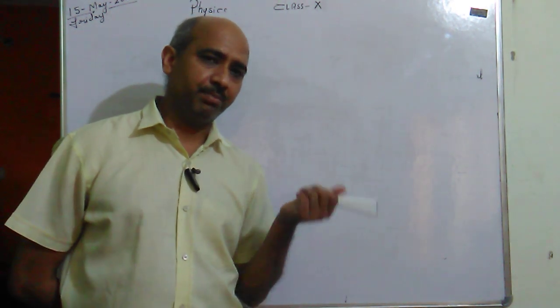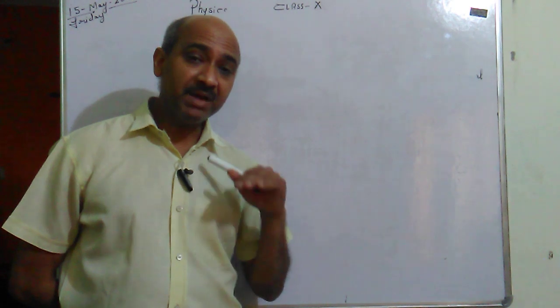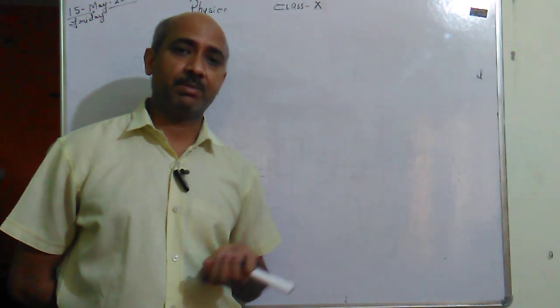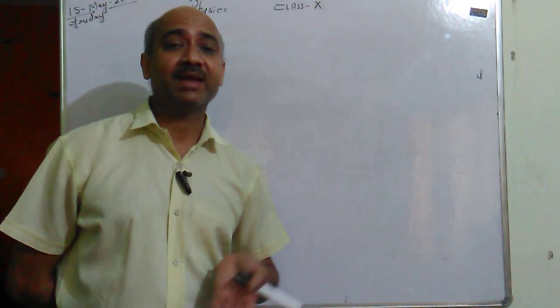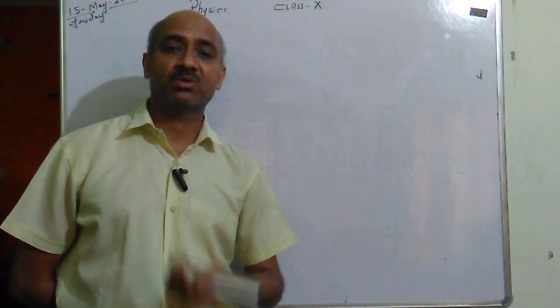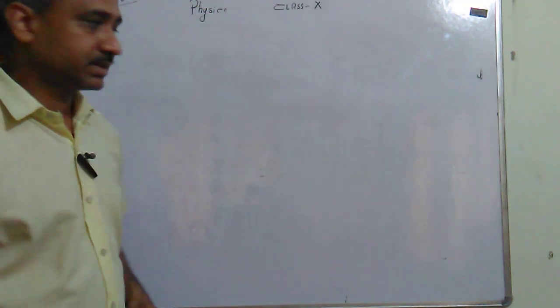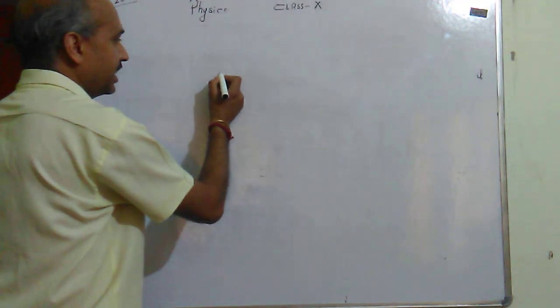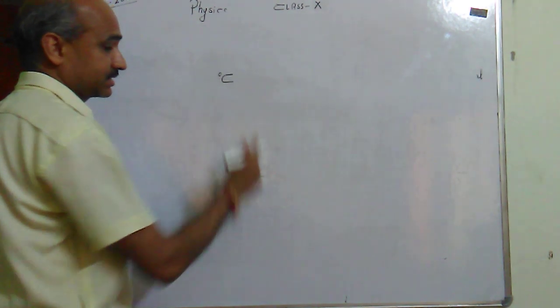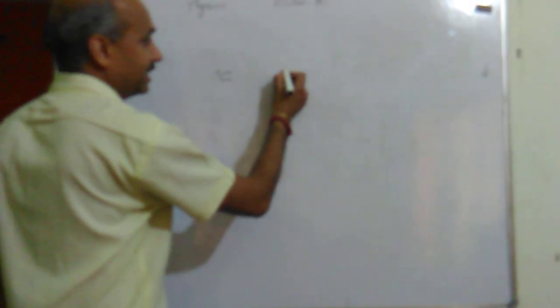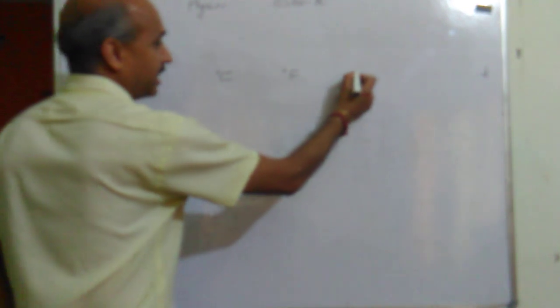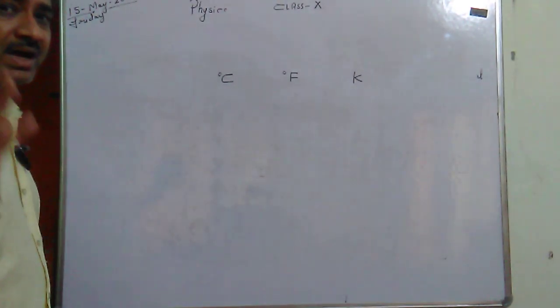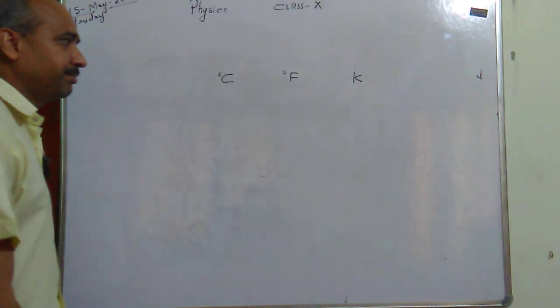So the temperature is measured with the instrument called the thermometer, and this thermometer is calibrated in 3 different types of scale. The first is the Celsius scale, the second is the Fahrenheit scale, and the third is the Kelvin scale. Kelvin is the SI unit of measuring temperature.